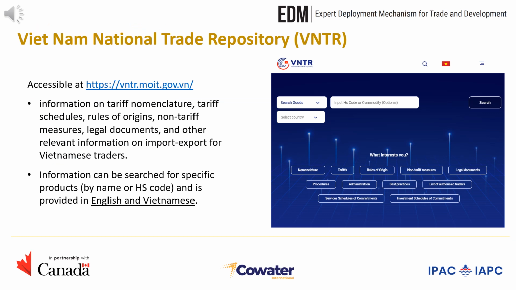The Vietnam National Trade Repository has information on a variety of topics including nomenclature, tariffs, rules of origin, non-tariff measures, legal documents, and procedures, among others. Traders can look for information on specific products, either by name or the HS code. The tool is available both in English and in Vietnamese. Let me now take you through a live demonstration.